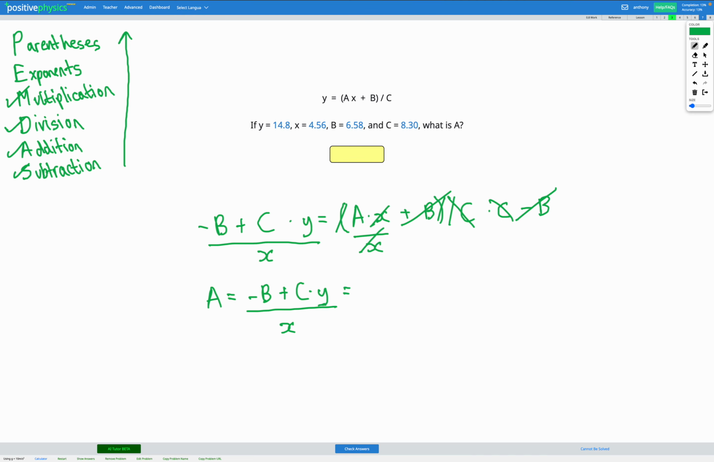Putting in my numbers, b is 6.58, so I've got negative 6.58, plus c, which is 8.30, multiplied by y, which is 14.8, divided by x, which is 4.56. So putting that all into my calculator gets me out an answer of 25.5. So we can go ahead and fill that in our answer box here.